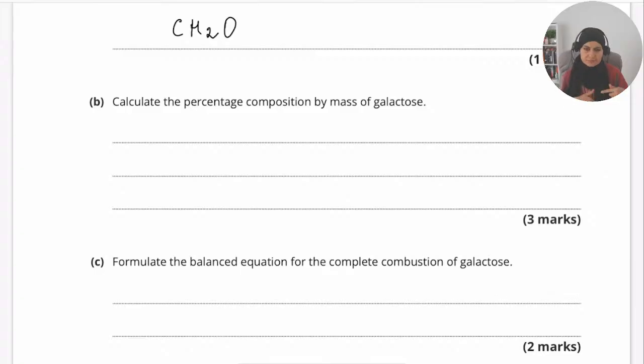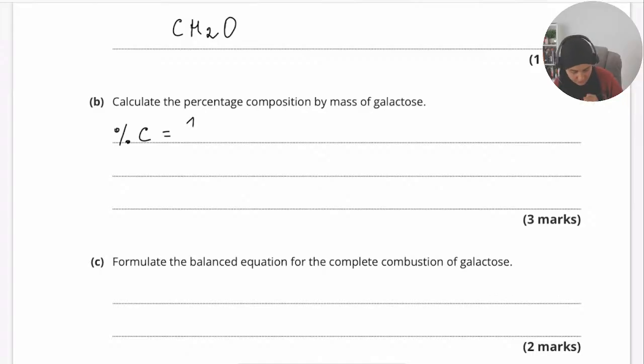Then calculate the percentage composition by mass of galactose. Usually they ask this question in reverse, so they would give you the percentage by mass and ask for the empirical formula. Well, this is the other way around. So let's find the percentage of carbon. To find the percentage by mass of carbon, we can assume that we have 1 mole of the substance, and for 1 mole of CH2O, you would have 1 mole of carbon, 2 moles of hydrogen, 1 mole of oxygen.